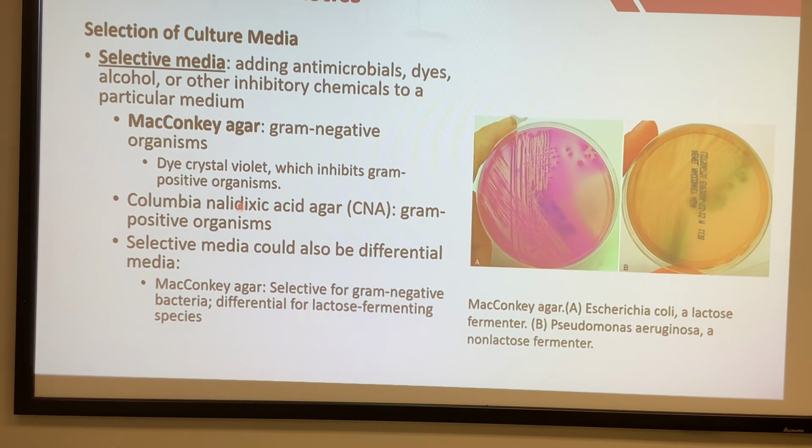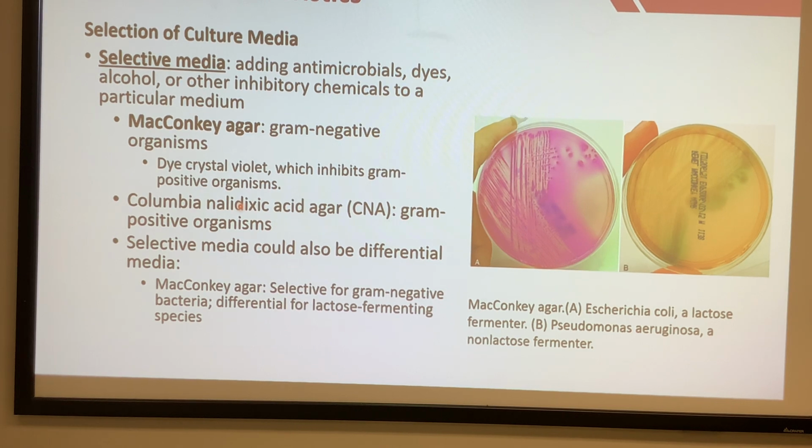This only allows the gram-negative organisms to grow, because it has crystal violet to inhibit gram-positive organisms from growing. So if you have something growing on MacConkey agar, that gives you a clue what? Yes, they're gram-negative, right?